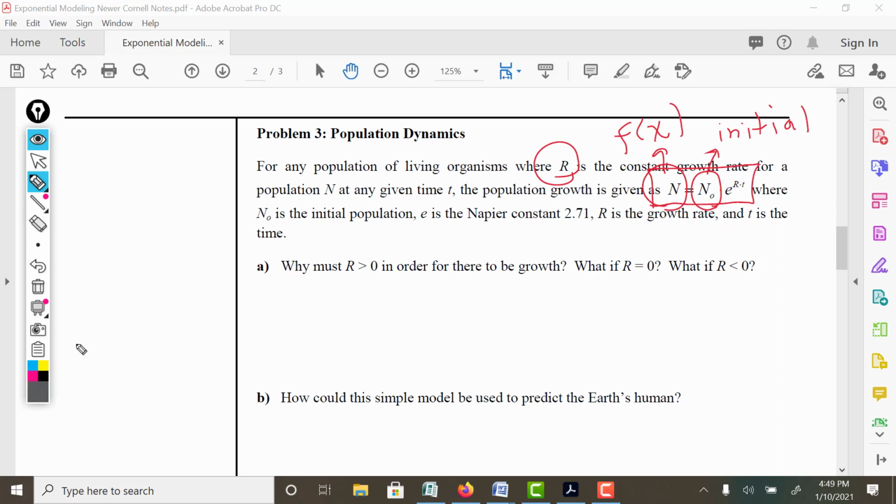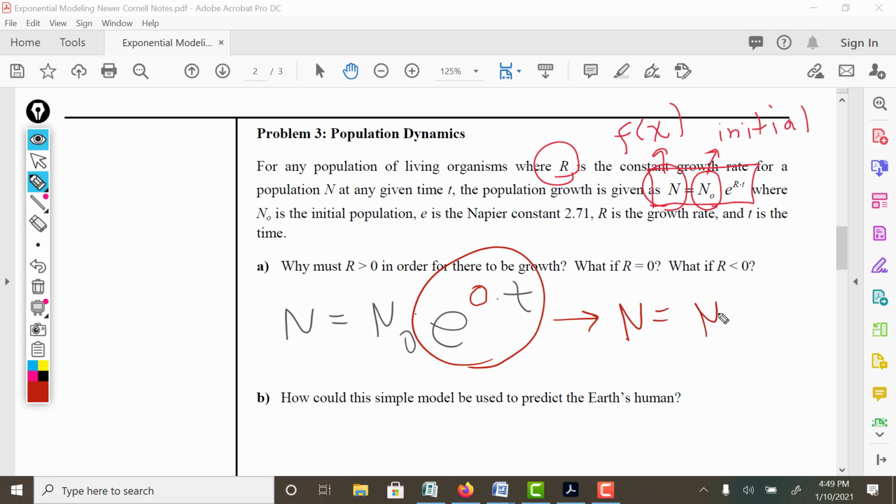In this case, why must R be greater than 0? What happens if R is 0? What happens if R is less than 0? So looking at the model itself, don't write this down, just watch for now. R is the thing in question. If I were to make R 0, then 0 times t would be 0, and anything to the 0 power becomes 1. And what happens is that we end up with N equal to N naught, meaning that the population is equal to the initial population. So if R is 0, here's where we can start writing things down.